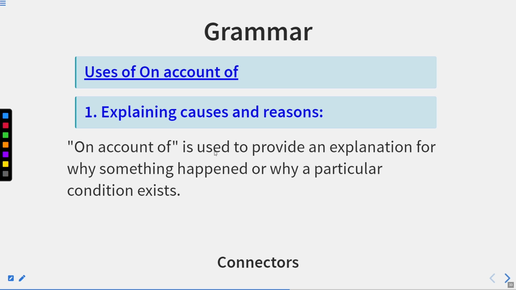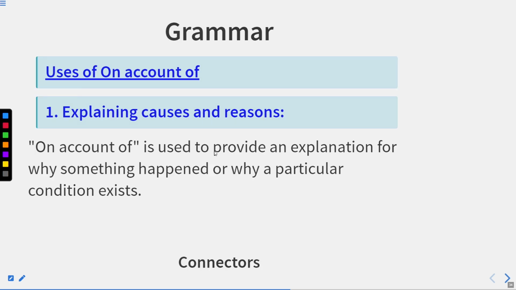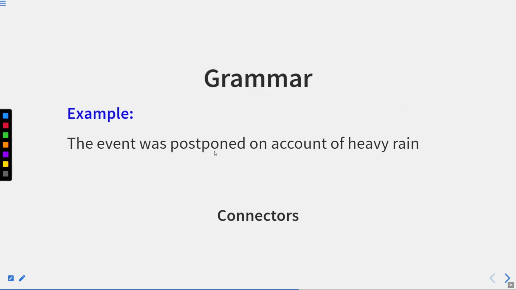On account of is used to provide an explanation for why something happened or why a particular condition exists. For example, the event was postponed on account of heavy rain. So this is the reason and this is the effect.